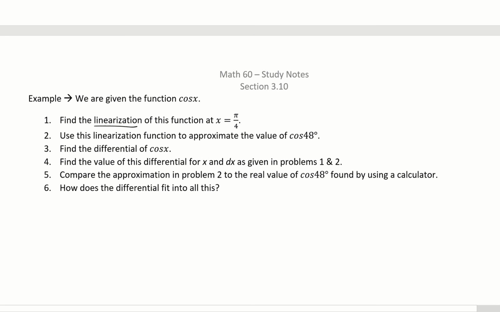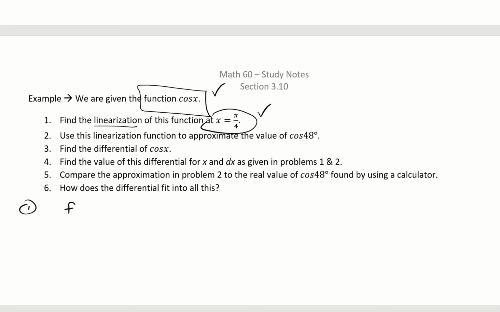It says find the linearization of this function. Of what function? This guy up here. We are given that f of x is cosine of x. Find the linearization of this function. There's two things they have to give you: the function itself, and guess what? A. So the first thing we do is the function, for number 1, f of x is cosine of x. And also we are interested in the point of tangency, when x is equal to a, which is pi over 4.